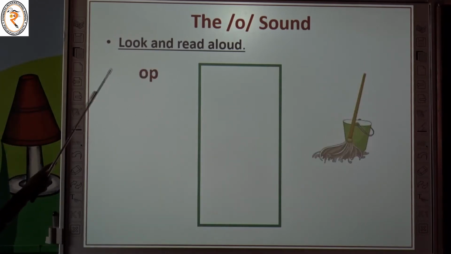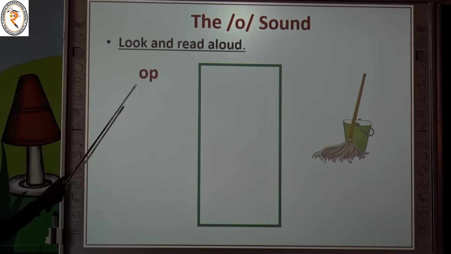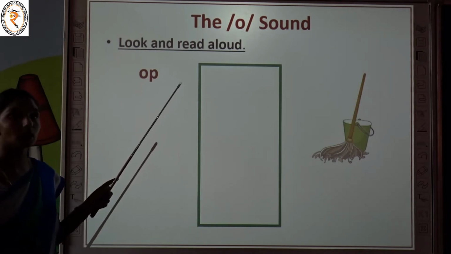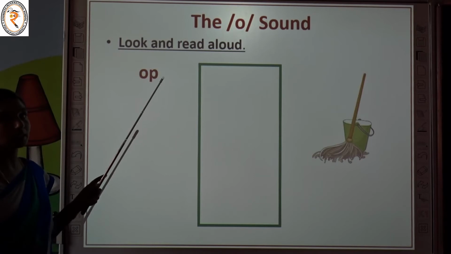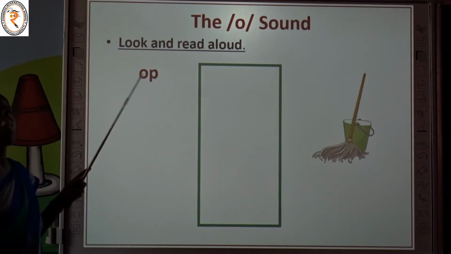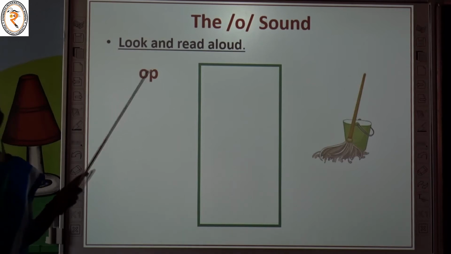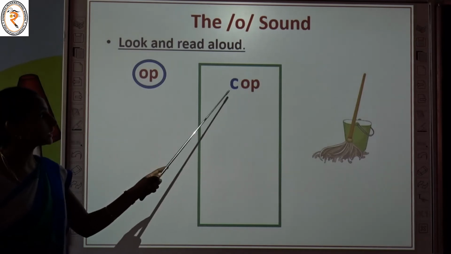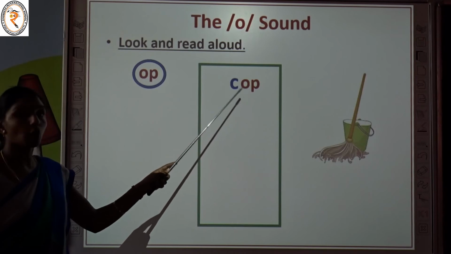Now we are going to read some words which end with the letters OP. Before that, let us learn to pronounce these letters together. OP, ip. P gives the sound ip. B gives the sound ib. Okay children, please try to differentiate the sounds. OP as op. See here, OP as op. C is added. What is the sound of the letter C? Ik. Ik plus op, cop.